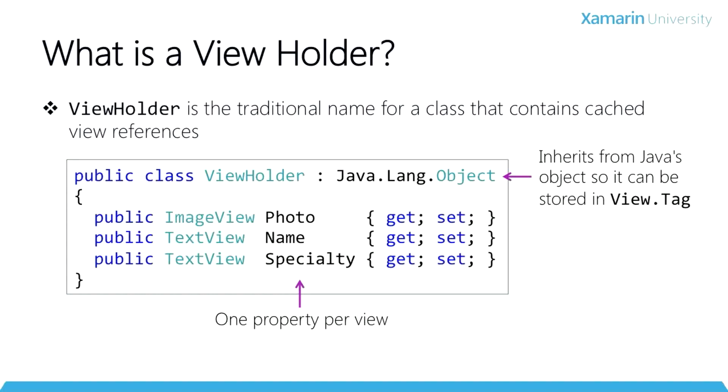Now when you inflate a view, we're going to assign our views into the properties of the view holder and then store them away in the tag. So next, let's have a look at some code on how we can cache our view references.